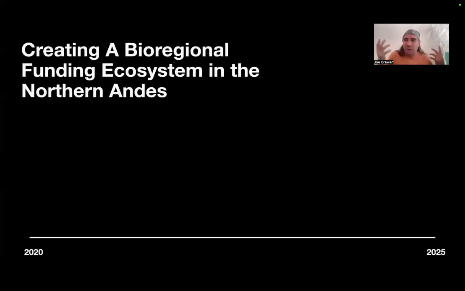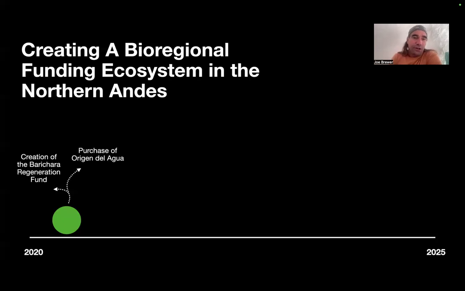So how would we work with something like that? And this is a bit of a review. It's a slide I put together back in January, where we talked about creating a bioregional funding ecosystem in the Northern Andes. And the way it all began, interestingly, was the creation of the Barichara Regeneration Fund. I started raising money to purchase a piece of land called Origen del Agua. It's now a nature reserve that we're still doing awesome things with.